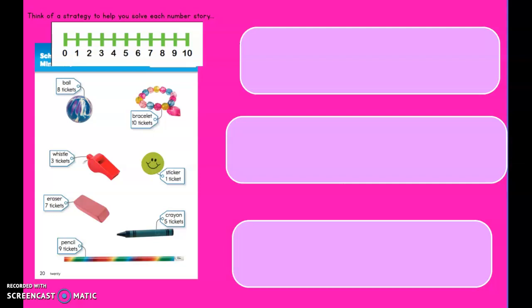All right, we're going to do just a couple of story problems just to review a couple of the strategies that we have practiced in class. Today we'll be using this poster to help us. We're going to pretend that we're at a carnival and we get to purchase these fun items, and each item has the price tag on it.